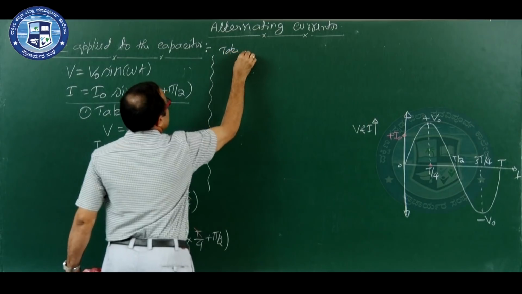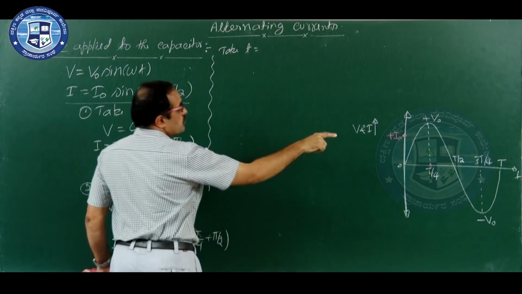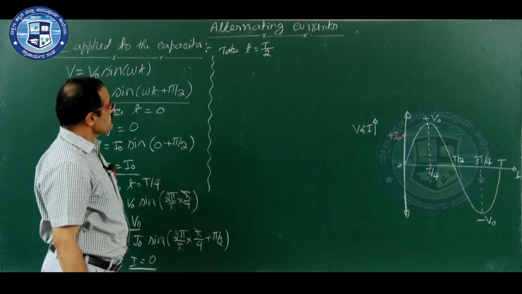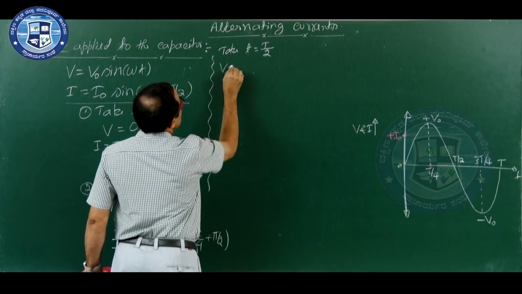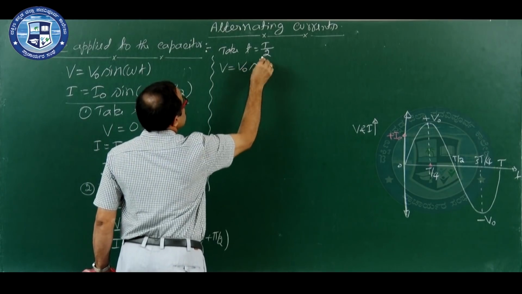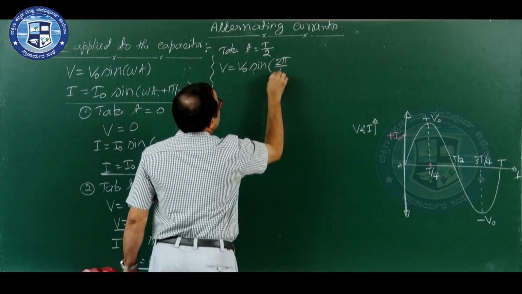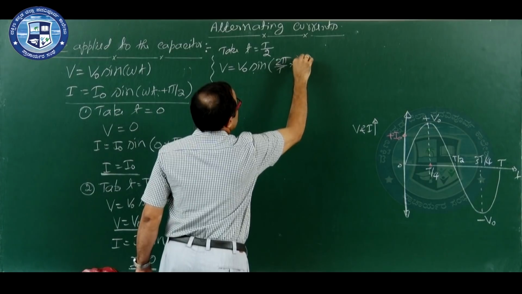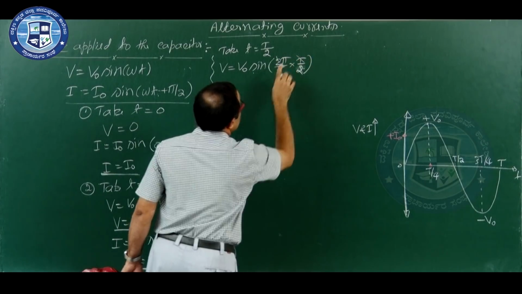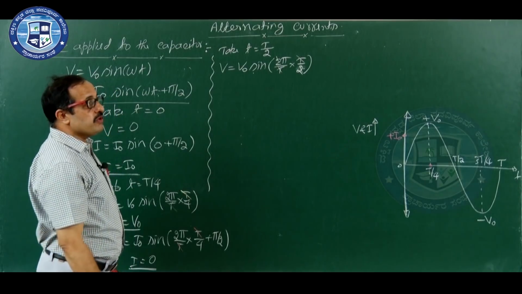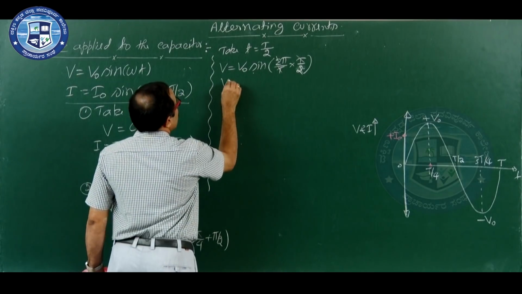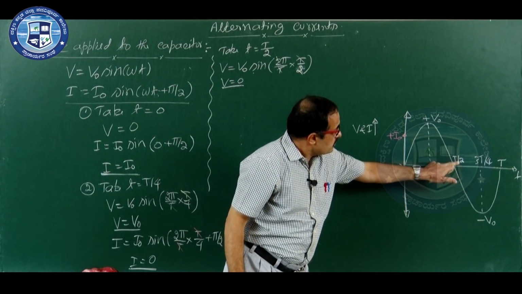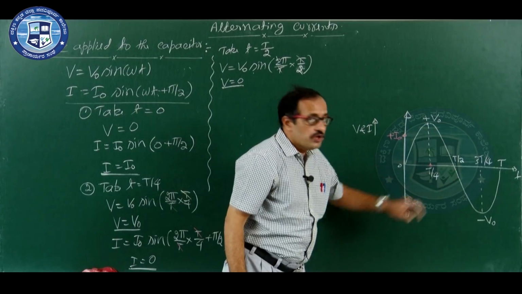Take the next point. Take t equal to T by 2, half of the time period. V equal to V naught sine 2 pi by T into T by 2. T we can cancel, 2 we can cancel, it is sin pi. Sin pi means sin 180, sin 180 is 0, voltage is 0. So, that is this point. When time equal to T by 2, voltage is 0.